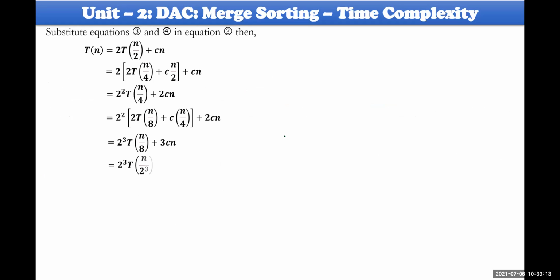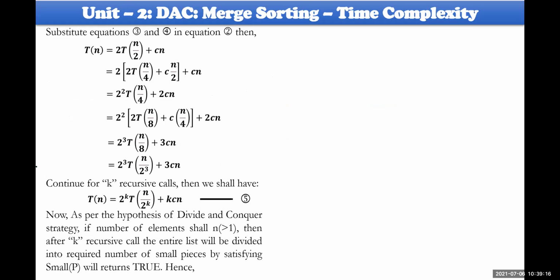Out of all these, the very important concept is this one. As per the hypothesis of divide and conquer strategy, if the number of elements n is greater than 1, then k recursive calls will be required to divide the entire list into a number of small pieces by satisfying small of p will be true. This particular statement is very, very, very important.